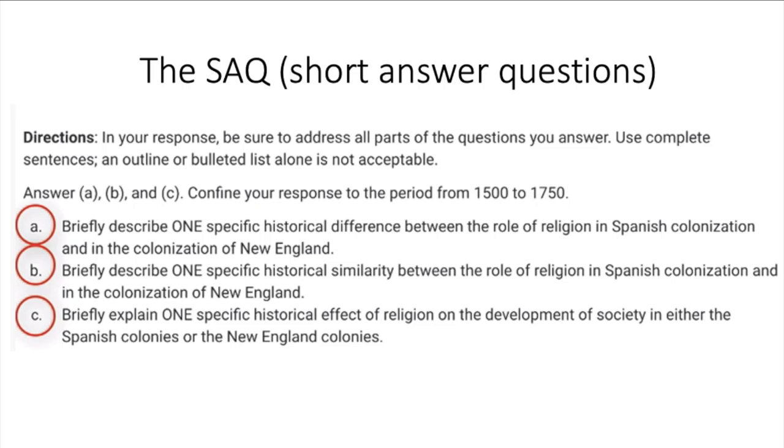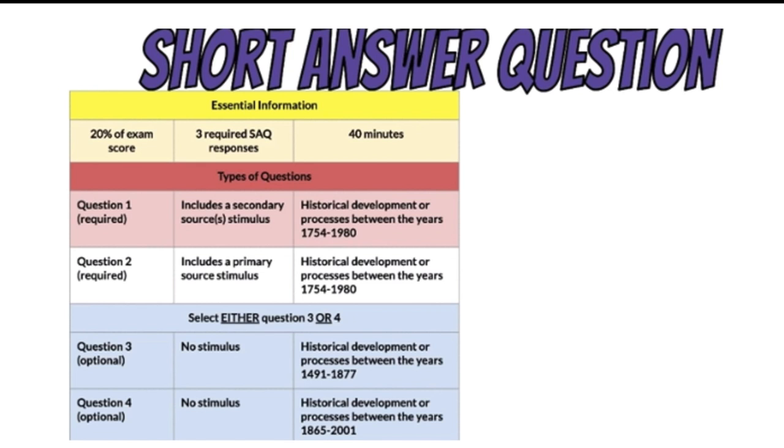Here is what a non-stimulus-based SAQ looks like, as you can see right here. So there are the quick directions, and there's part A, part B, and part C. On the test, you can work in any order of the questions you would like. It is recommended that you work on the question that you feel most comfortable with first, and then continue in order, with the question you feel the third most comfortable with being the last one that you work on.